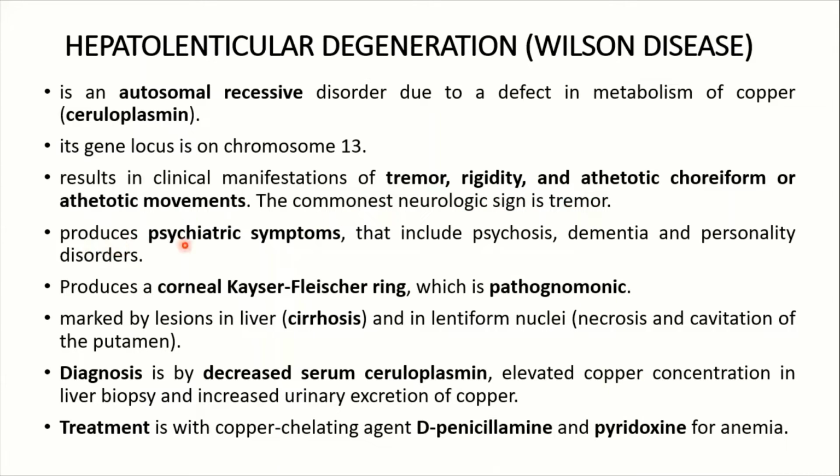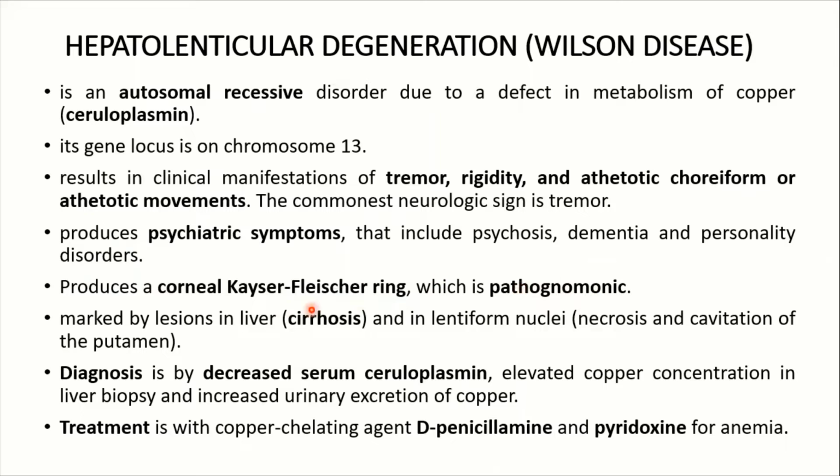It produces psychiatric symptoms that include psychosis, dementia, and personality disorders. So what psychiatric symptoms? Psychosis, dementia, and personality disorders. There is a very characteristic feature which helps to diagnose it. That is pathognomonic of that disease, right? Which is the corneal Kaiser-Fleischer ring. Kaiser-Fleischer ring, right? This is present in Wilson disease or hepatolenticular degeneration.